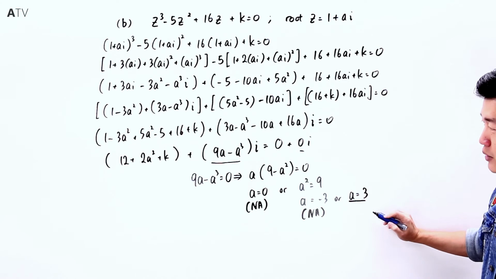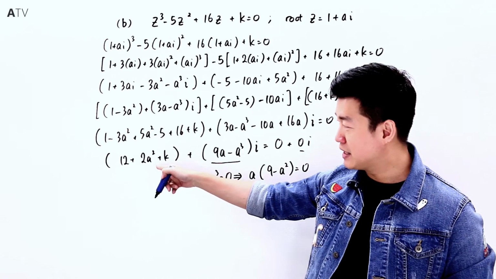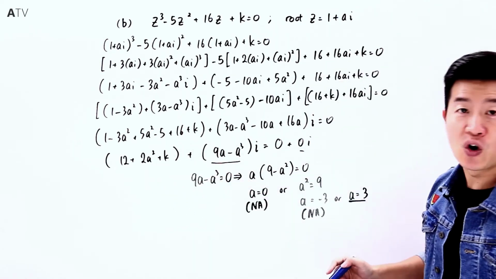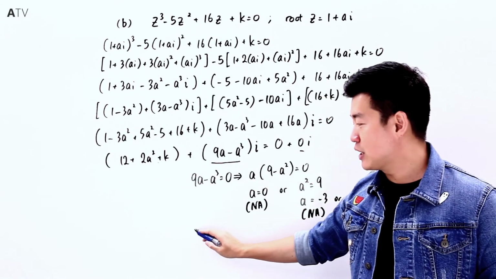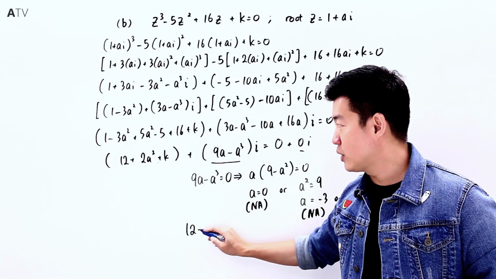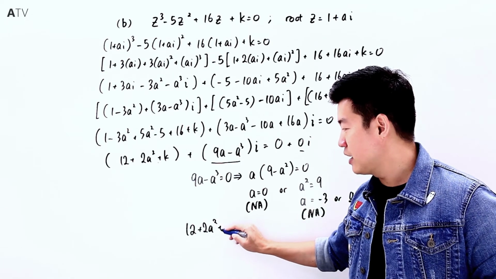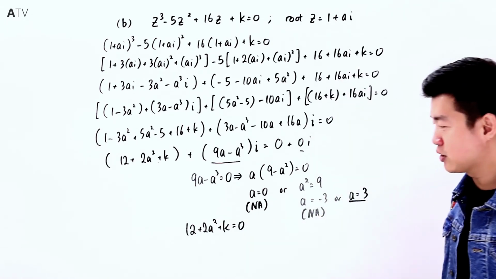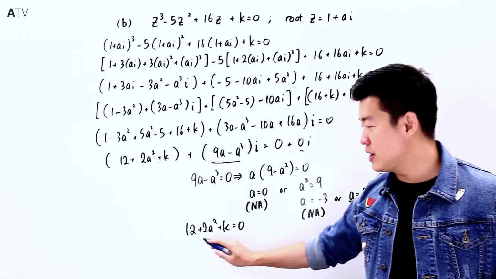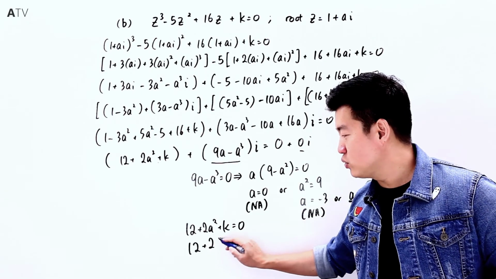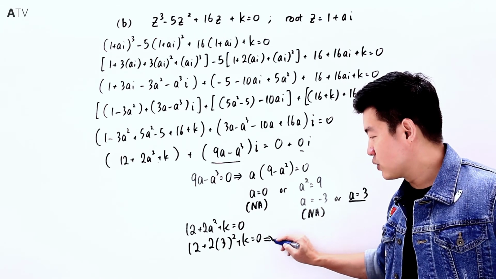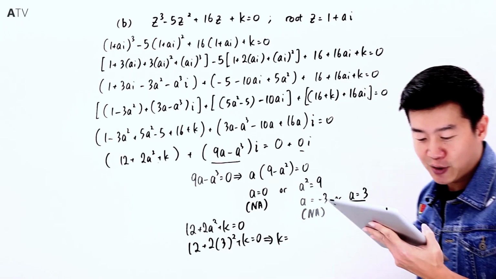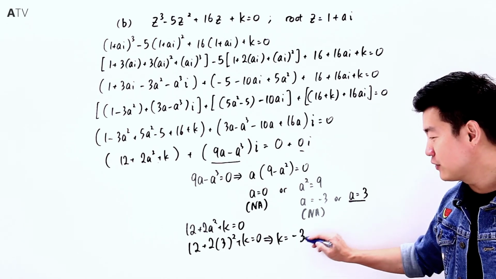So a is equal to 3 is our answer, and I'm going to sub it back into this particular equation to solve for k. According to what we have here, this is going to match to 0. So the equation that I was talking about is 12 plus 2a squared plus k. This is supposed to be equal to 0. And a is equal to 3, so 12 plus 2 times 3 squared plus k. This is equal to 0. This will help me to solve for k. The value of k is equal to negative 30.